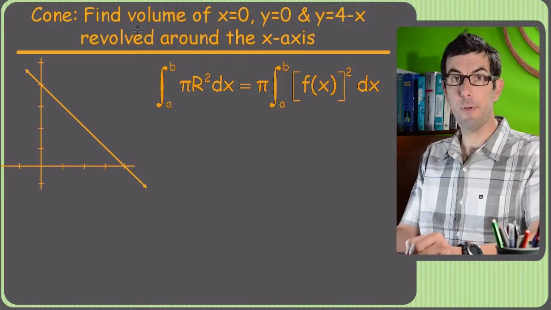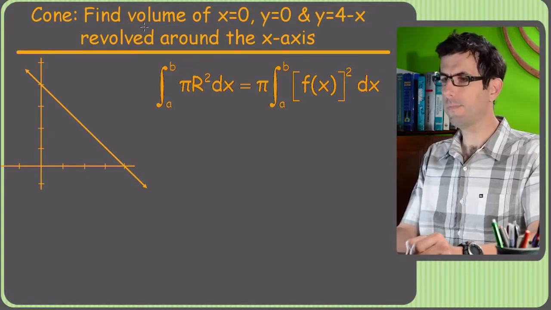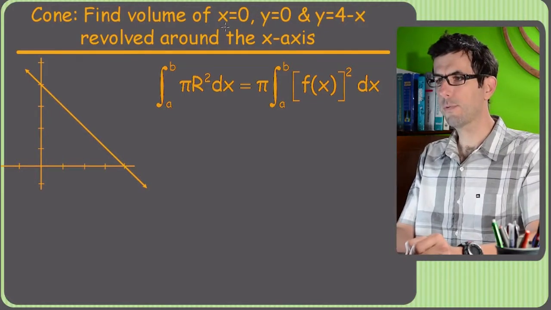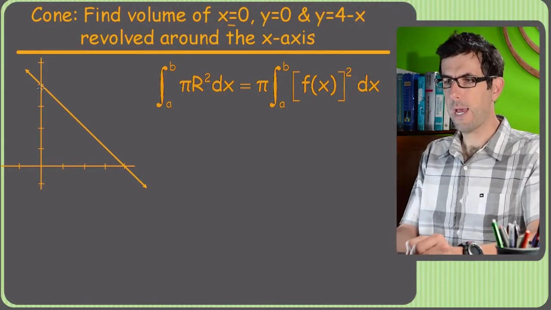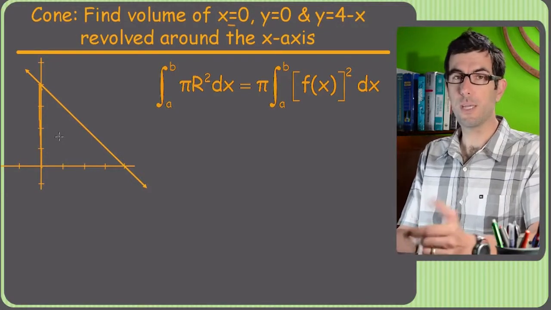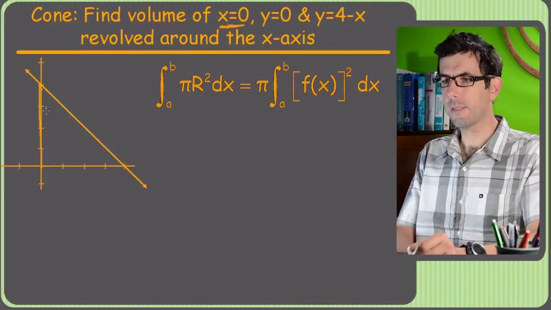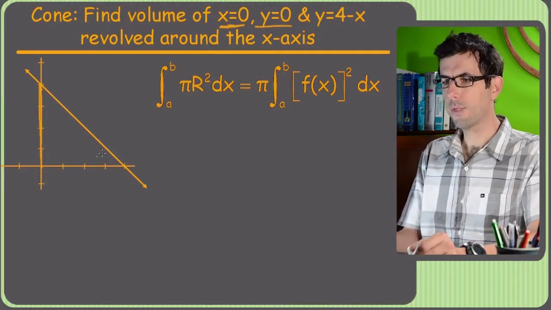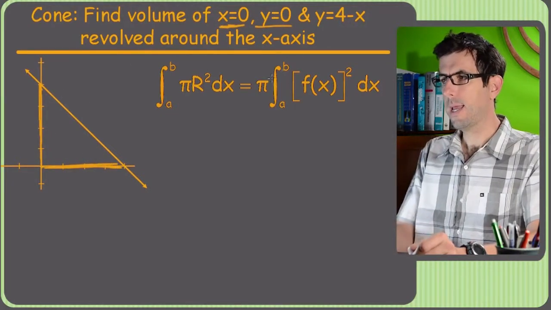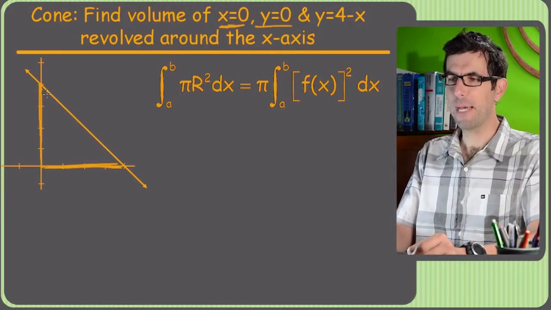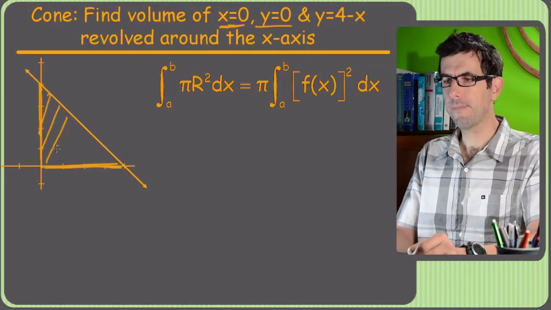Alright, so here's an example. Let's find the volume of a cone. So why is this thing a cone? Well, let's see, we got x equals 0, so that's just the y-axis. So what they're always going to do is give you a region, just like when you're finding the area. So they'll give you x equals 0, which is this thing right here, y equals 0 is the x-axis, and then y equals 4 minus x, which I already graphed, so I wouldn't have to draw a really bad straight line. So this is the region.